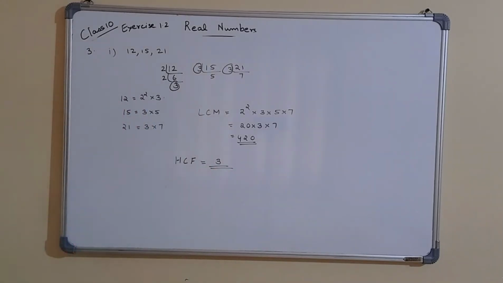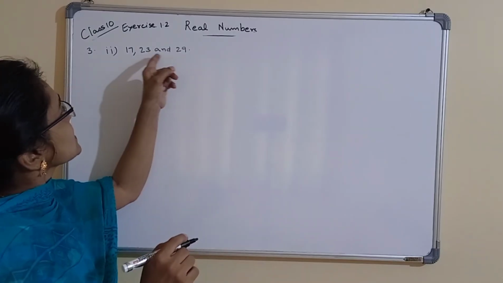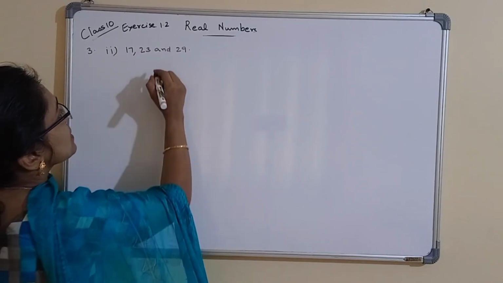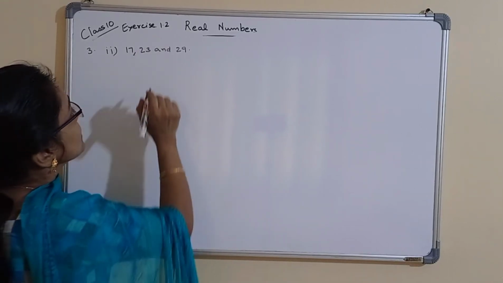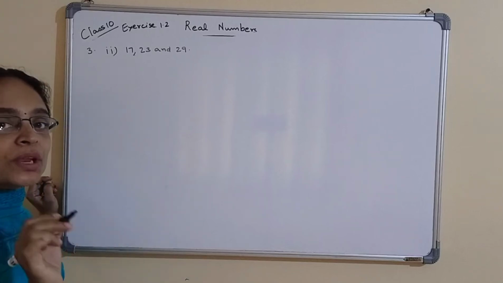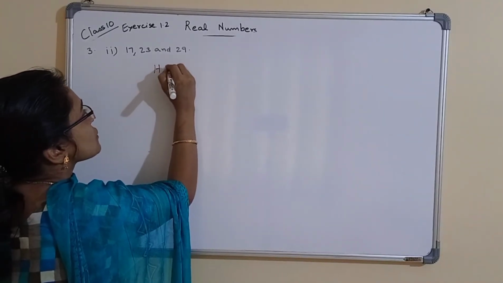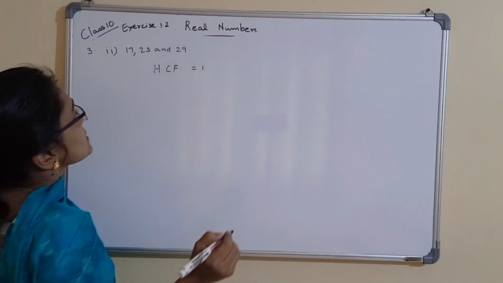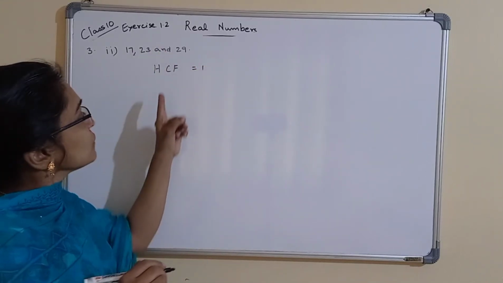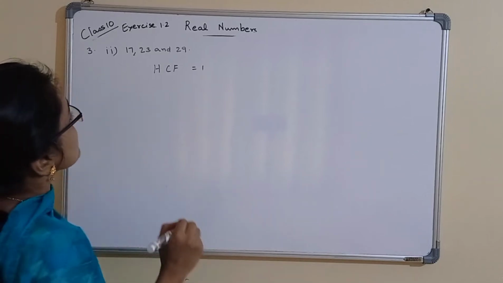Okay. Next one, find the LCM and HCF of these numbers. 17 is a prime number, 23 is a prime number, 29 is a prime number. So there are no common factors, which means the highest common factor is 1. That is, they have no common factors other than 1. So highest common factor is equal to 1.